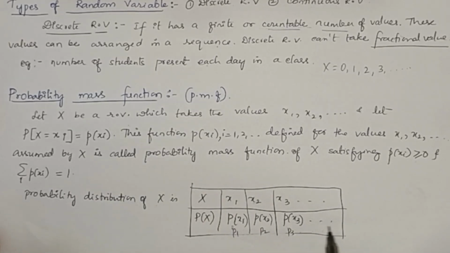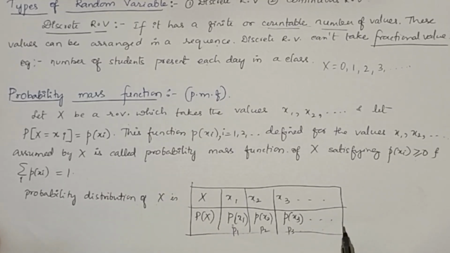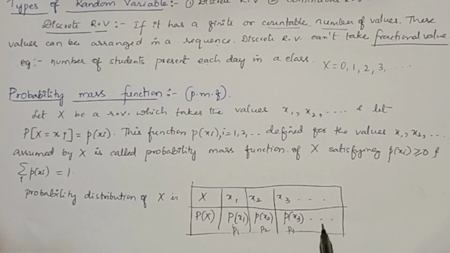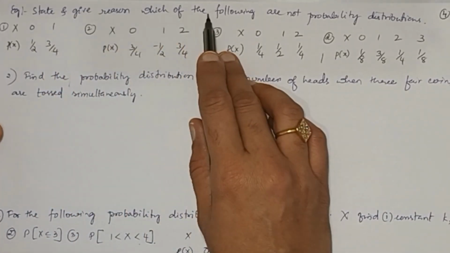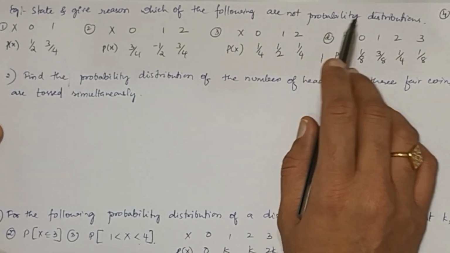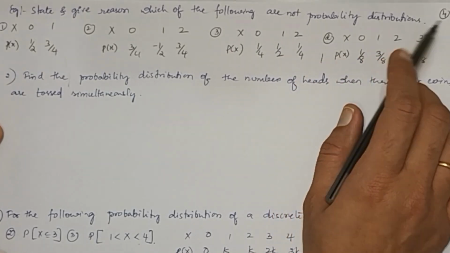And when you add all these values, you should get the value equal to 1. Sum of all these values equal to 1. See some problems. State and give reason which of the following are not probability distributions.